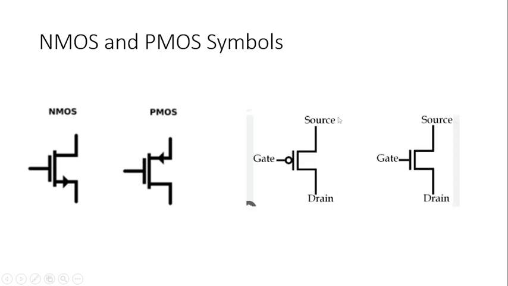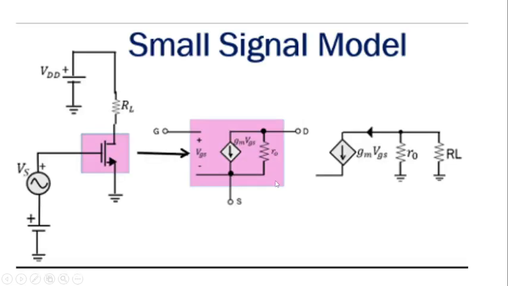So source, gate, and drain. You can also make the bubble. This is your PMOS. This is your NMOS. Source and drain can be interchangeable. And one more thing: you have three terminals, but there is a fourth terminal, that's the bulk. When you're trying to do an examination, you can use a three-terminal device. The fourth terminal, the bulk or body, is connected to the source. So let us go for the small signal model of a MOSFET.